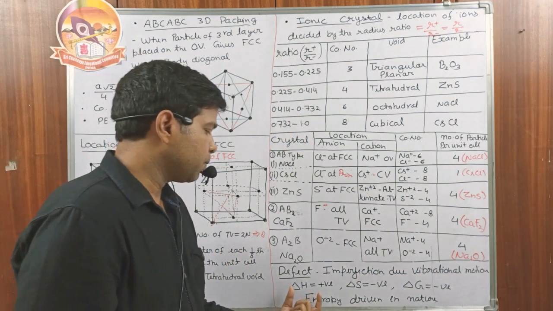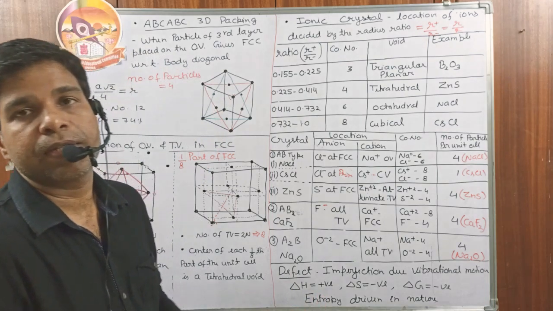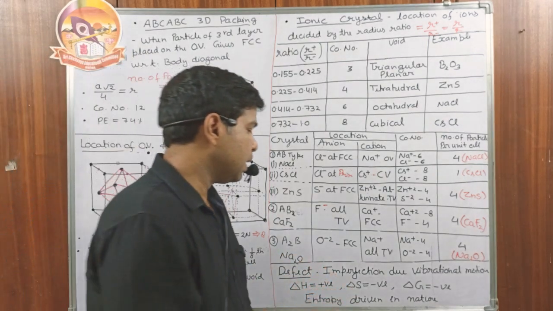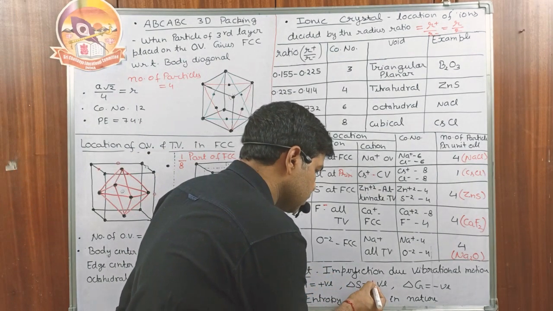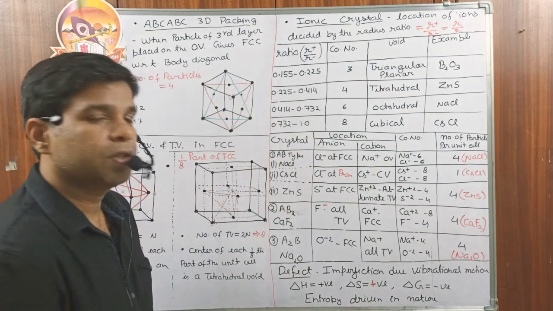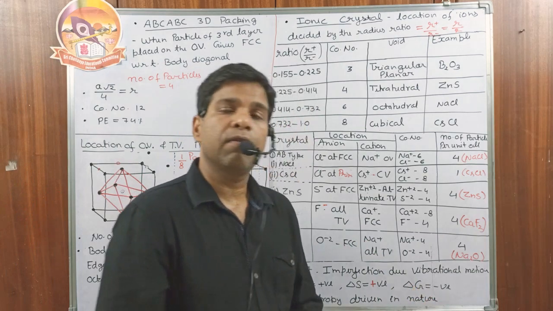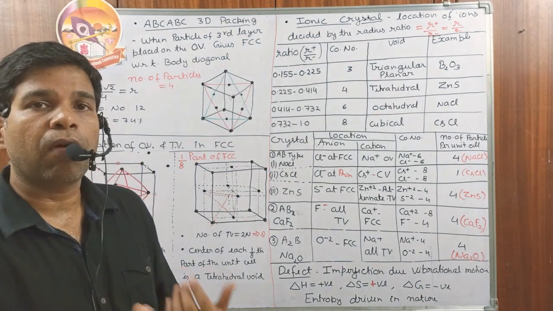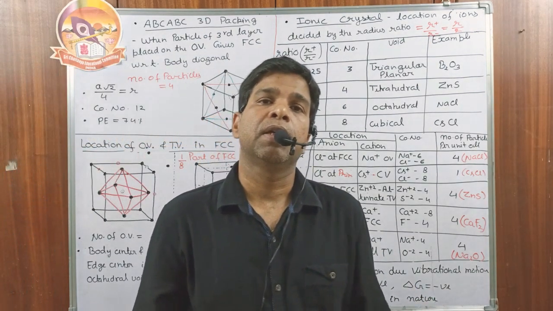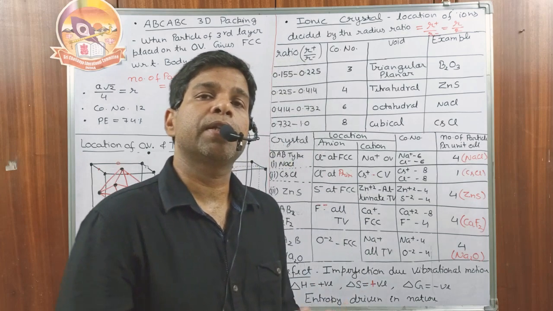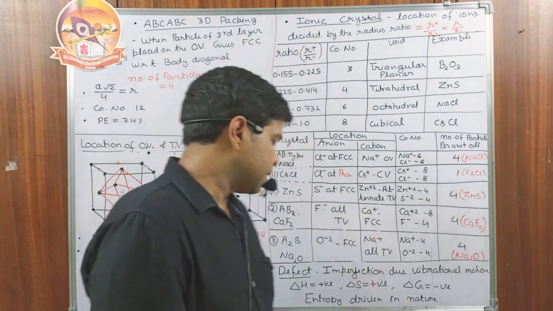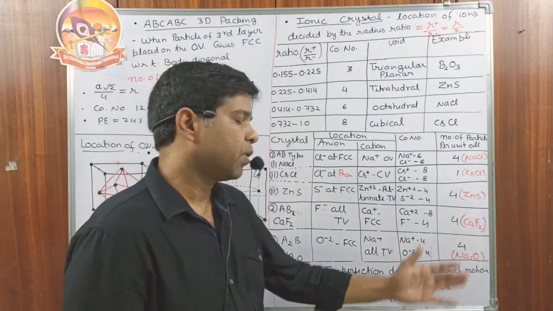For defect formation, delta H is always positive, it is an endothermic process. Delta S is also positive, meaning during defect formation entropy always increases, and it is always a spontaneous process. The defect is always formed by a natural method. So all natural reactions are spontaneous, and this is an entropy driven spontaneous process.